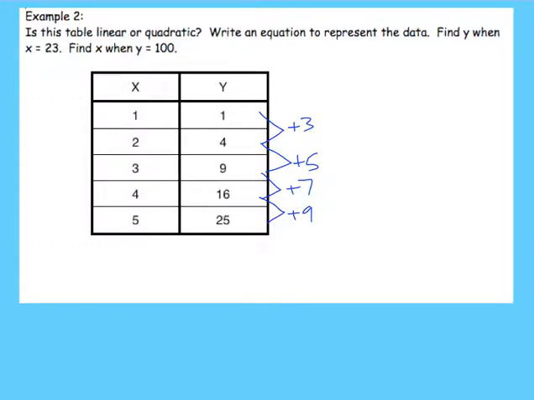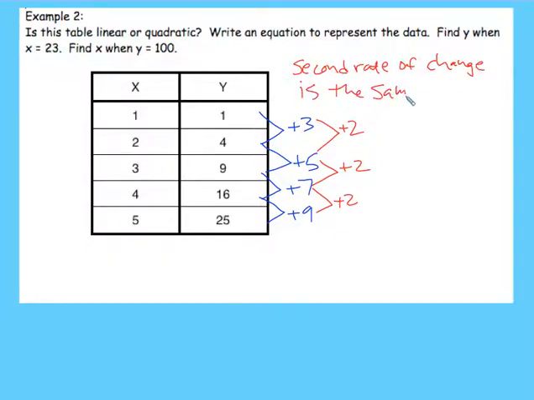When it's not, you have to do the second rate of change, which goes between these two numbers. From 3 to 5 is plus 2. From 5 to 7, plus 2. From 7 to 9 is plus 2. So when the second rate of change is the same, then it is quadratic.